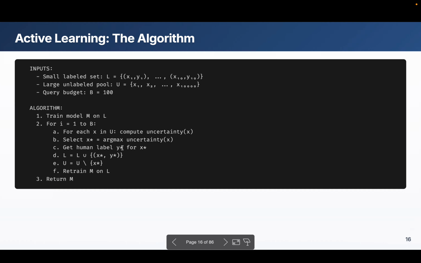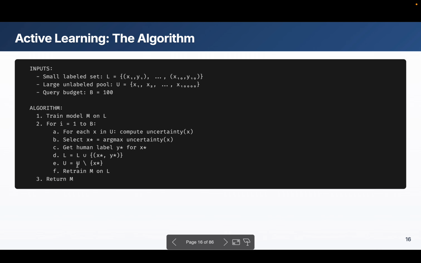Then you get the human label (x*, y*) for that sample x*. Once you have the (x*, y*) pair, you have a sample, you add that to your training data set. So you do L equal to L union (x*, y*). This is a symbol to mean you are adding this sample to your labeled data set L.